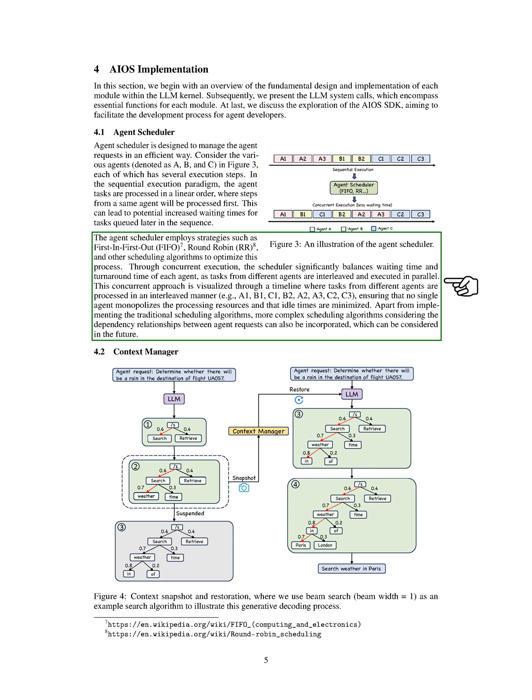To optimize this process, the agent scheduler uses strategies like first in first out, FIFO, round robin, RR, and other scheduling algorithms. By executing tasks concurrently, the scheduler balances waiting time and turnaround time for each agent. Tasks from different agents are interleaved and executed in parallel, preventing a single agent from monopolizing resources and minimizing idle times.